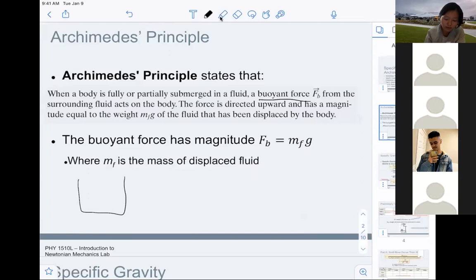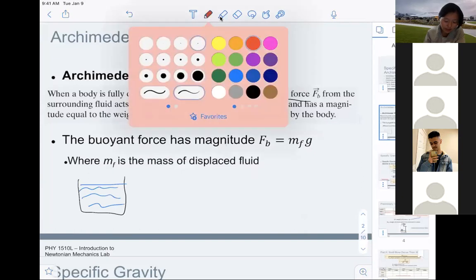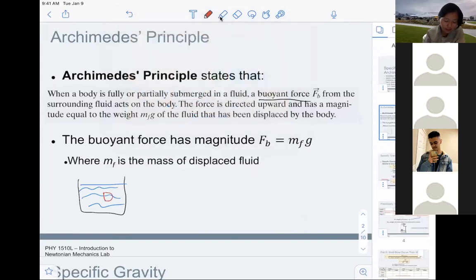So if this is my water, and I put an object in it, put a rock in it, it's going to feel this buoyant force upward. But at the same time, it's going to have its own gravity, right? So depending on the density of this object, it might be able to stay afloat, or maybe it will sink to the bottom. So the Archimedes principle is saying the buoyant force is equal to the weight of the water that is being displaced.